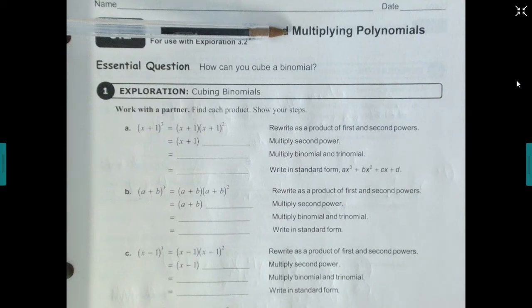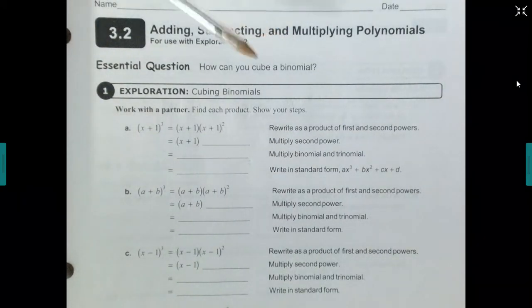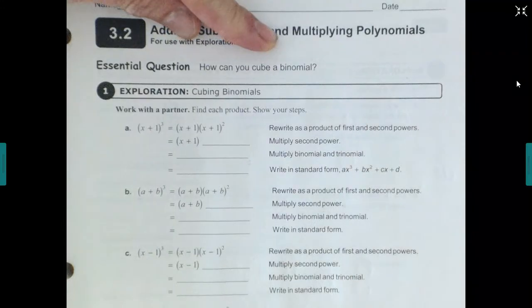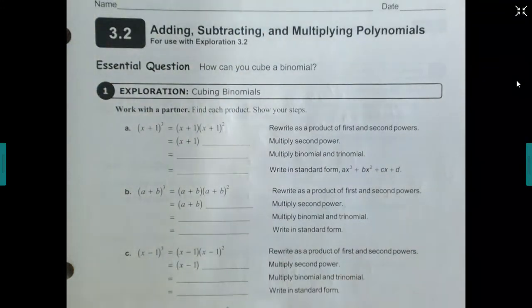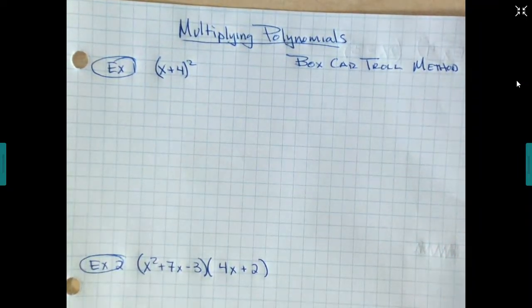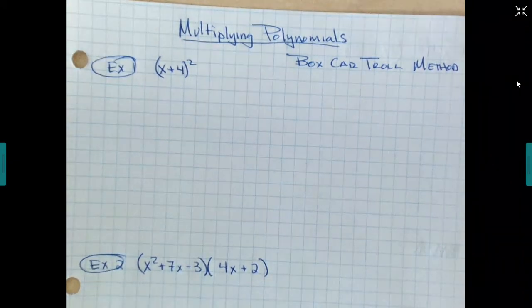All right, students, today we are doing 3.2b, multiplying polynomials. Yesterday we did addition and subtraction of polynomials, so go back there and check that out if you needed help with that. Today I'm going to give you 3 examples for multiplying polynomials, and we are going to use the boxcar troll method.